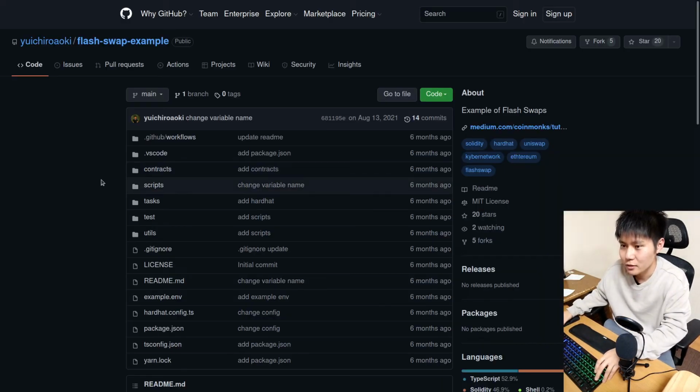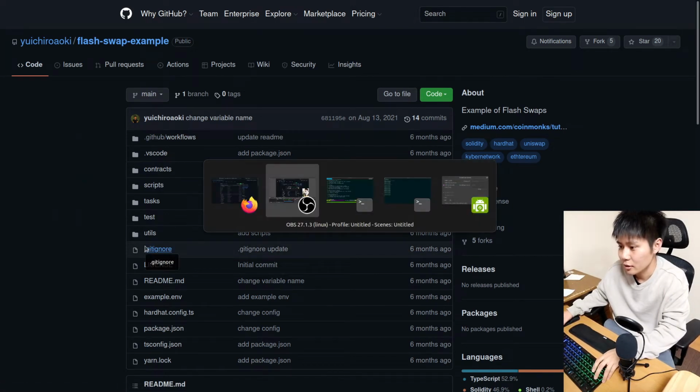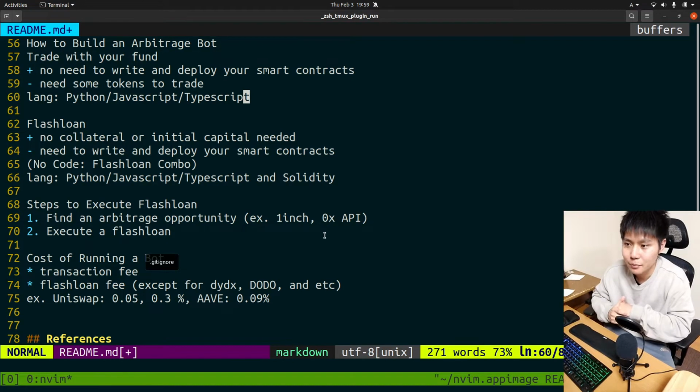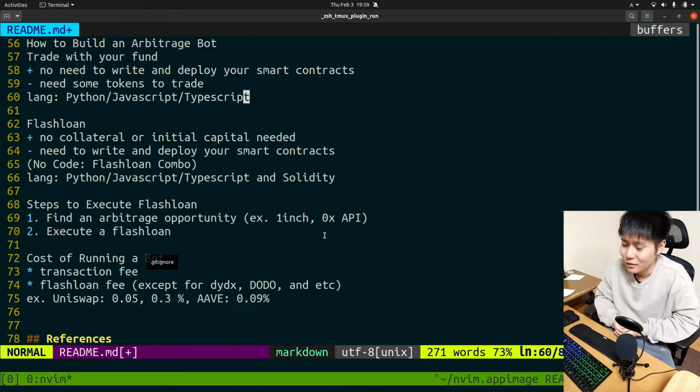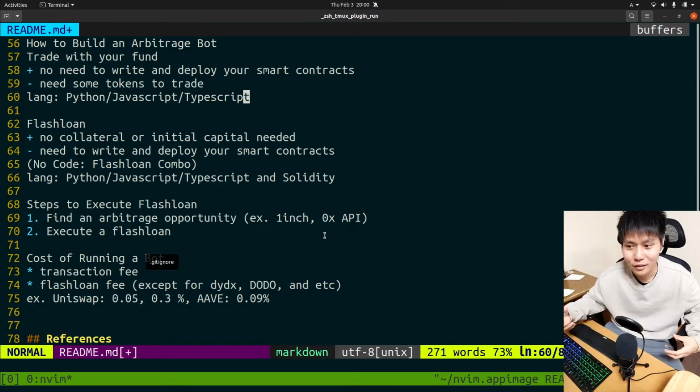So this is a repository, okay? And here, how to build an arbitrage bot. I think there are two ways you can do it. One is to trade with your own funds. If you have enough tokens, like hundreds of thousands of DAI, you don't have to do the flash loan thing, because you can use your own fund and trade, and it would be much easier to do an arbitrage trade.